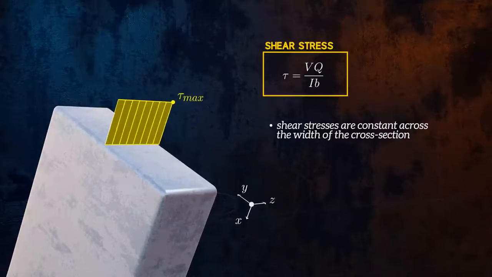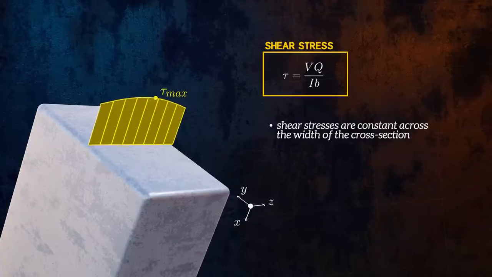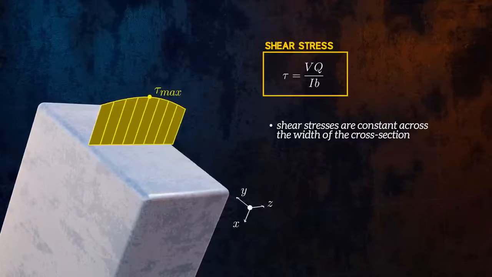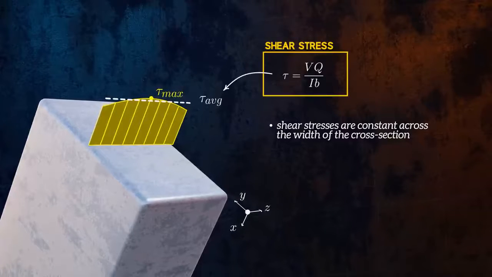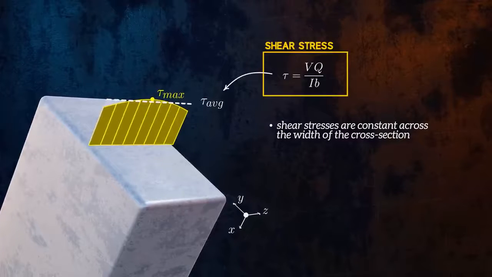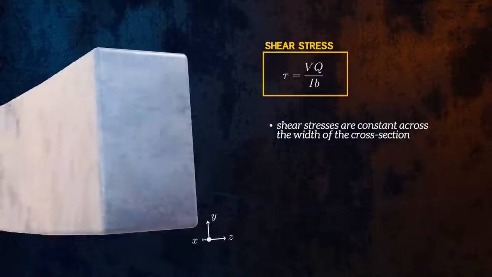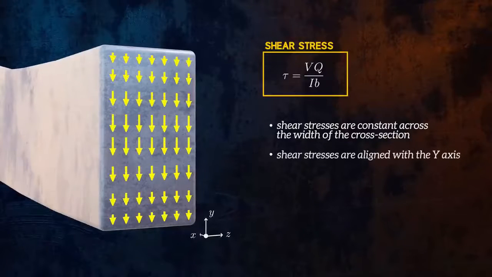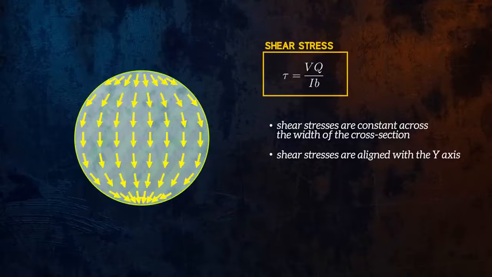But for cross-sections like this one, the shear stresses can vary significantly over the width. And so, in these cases, the equation can really only give us the average shear stress across the width of the cross-section. It can't tell us what the maximum shear stress will be. Another assumption this equation makes is that the shear stresses are aligned with the y-axis. Shear stresses act tangentially at a free surface, so for a circular cross-section, for example, we can't strictly use this equation to get the distribution of shear stresses across the height of the cross-section.